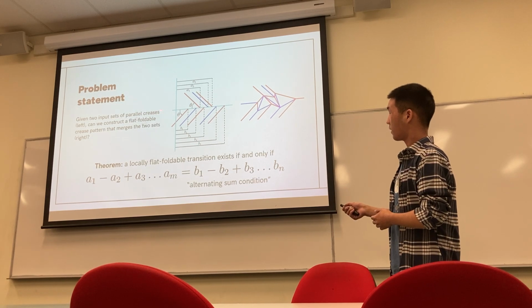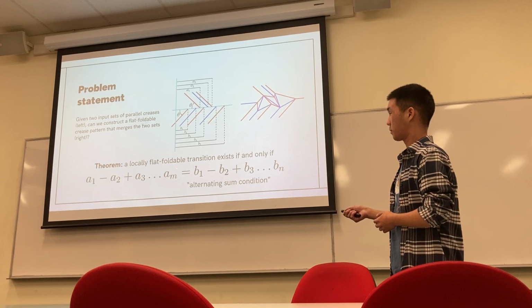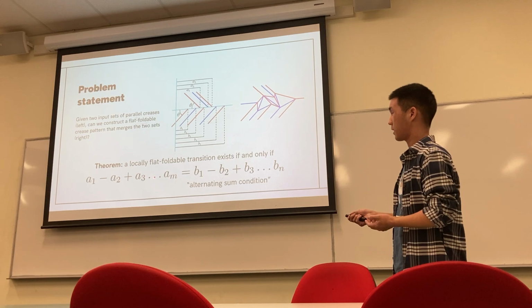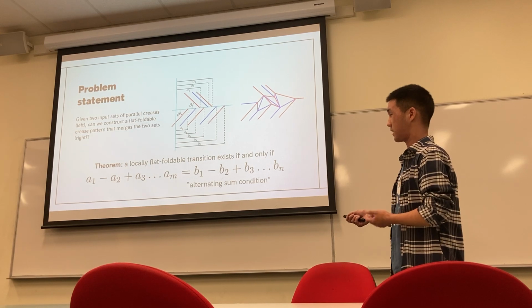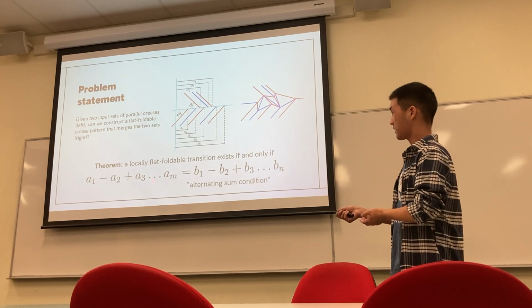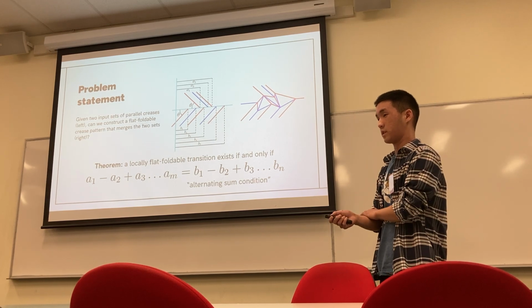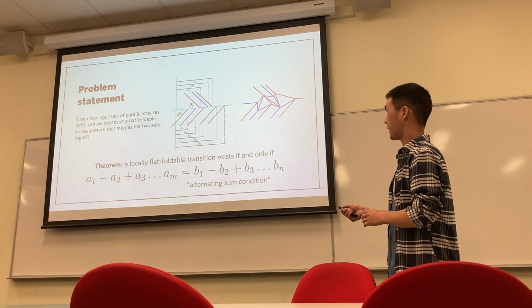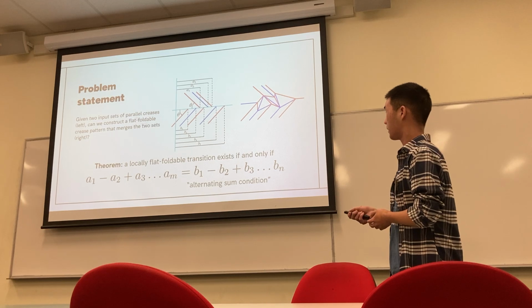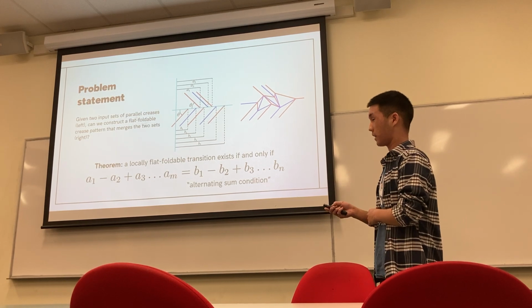With this setup, the theorem that we're going to prove is that a locally flat-foldable transition exists if and only if the alternating sum of these x-intercepts is equal for the set in A and set in B. And we'll call this the alternating sum condition. So that's it. This one equation is all you need to know whether or not a flat-foldable transition exists. This could be any sort of spacing, even irrational spacings, and they don't have to be even. So it's very universal, as we'll see over here.